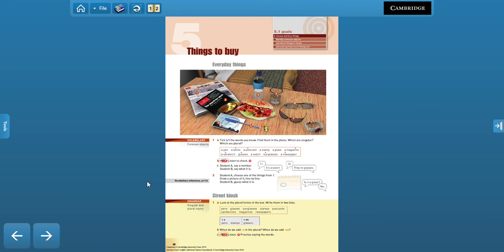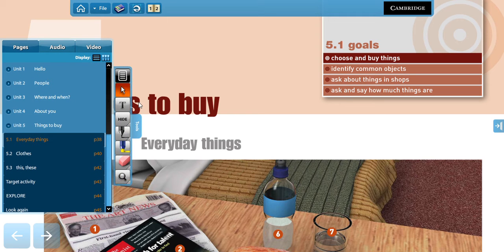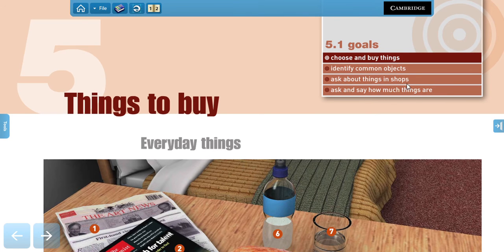So, today we're starting with unit number 5, which is called Things to Buy. The goals of this unit are the following. Choose and buy things. That's the main goal. In this lesson in particular, we're going to be identifying some common objects, ask about things in shops, and ask and say how much things are. So we're going to talk about prices, numbers, and objects as well.